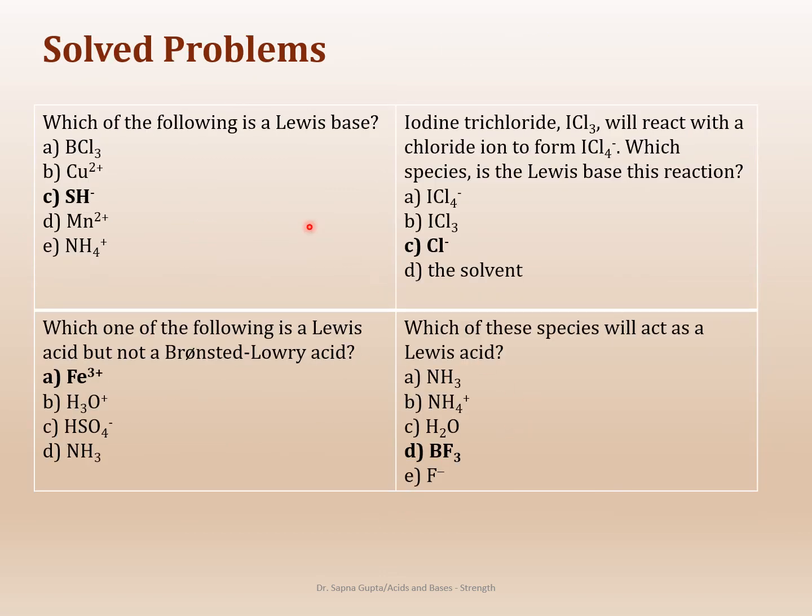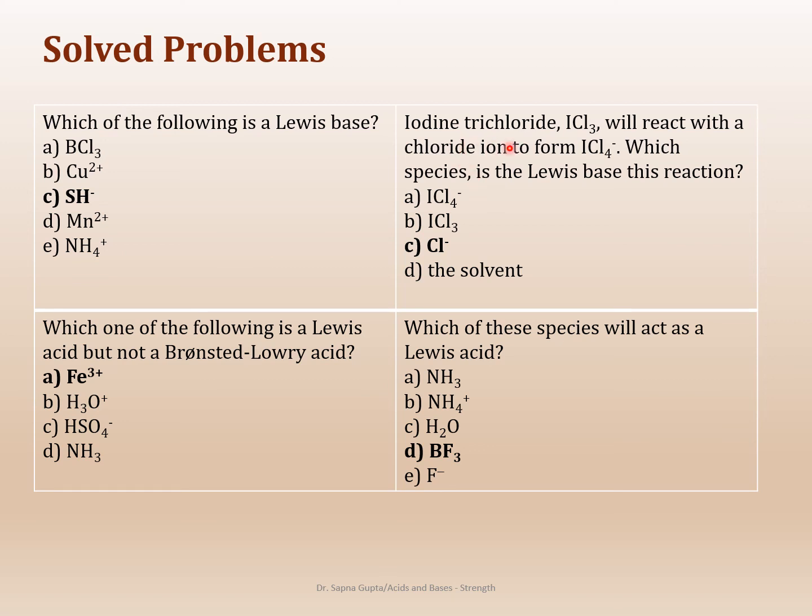So let's look at some solved problems. Which of the following are Lewis bases? The simplest thing to look for in a Lewis base is the fact that it should have a negative charge or it should have a lone pair of electrons. So amongst all of these species here, right here, this is the negative species, and so this one is the Lewis base. All the other ones, BCl3, remember this is group number 3, and all of the other ones are positives. So these are actually all Lewis acids then.